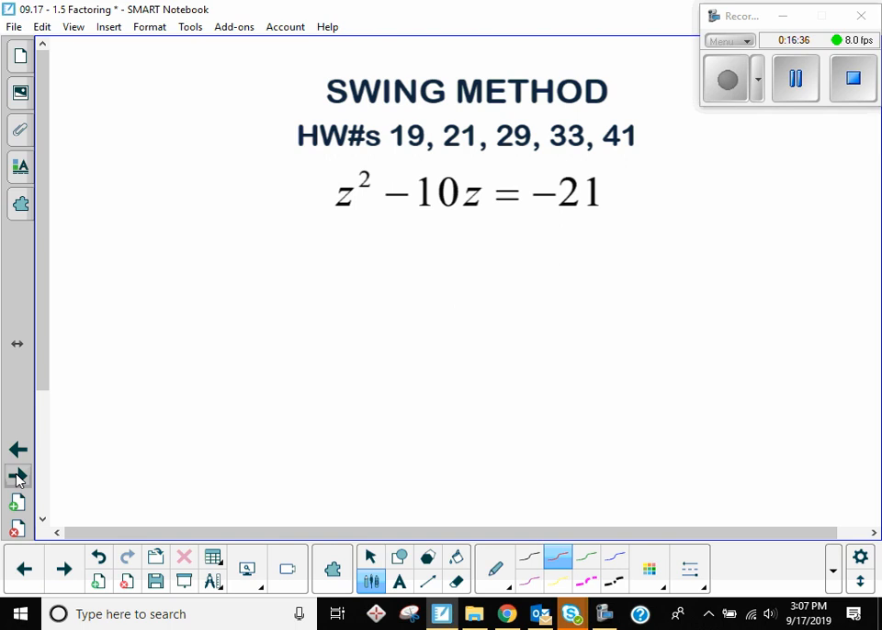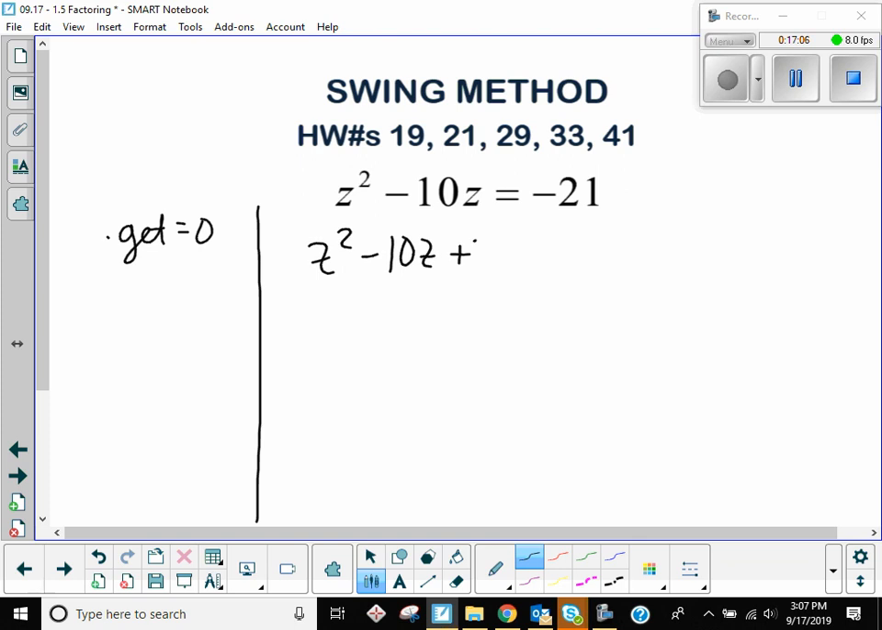Okay, swing method. So here's the part of the lesson where you might have learned something different than this. But I'm going to show you how I'll be doing it. Everybody begins the same no matter what your method, and that first step is to get it equal to 0. So get your equation equal to 0. So you should have that, yeah? You move the 21 over by adding it.